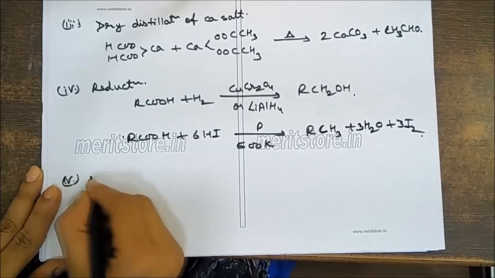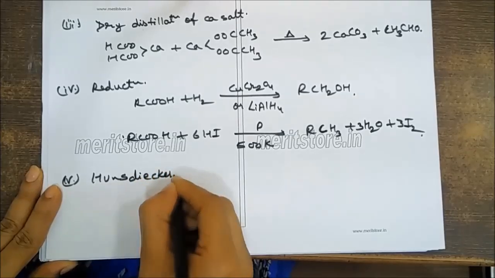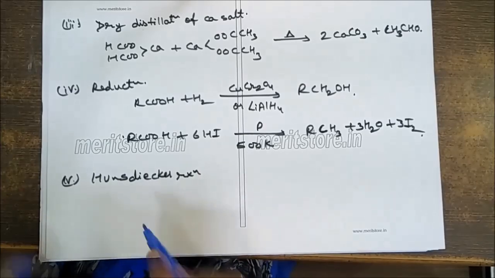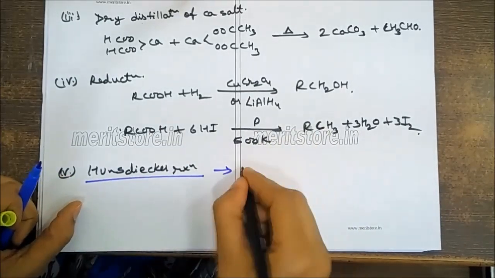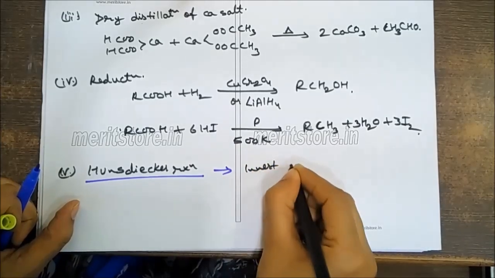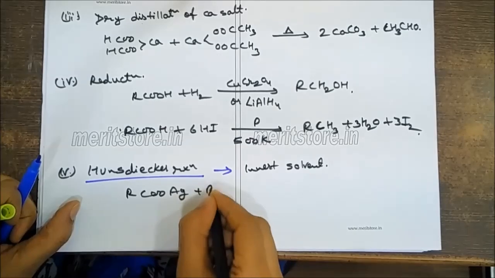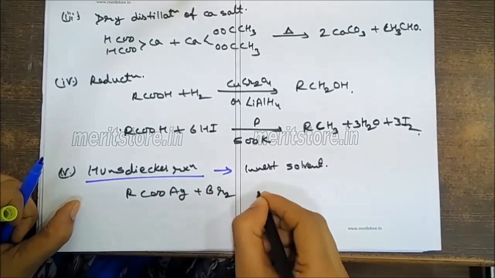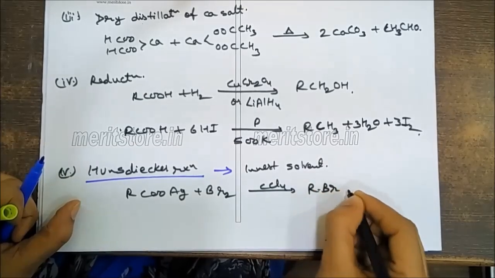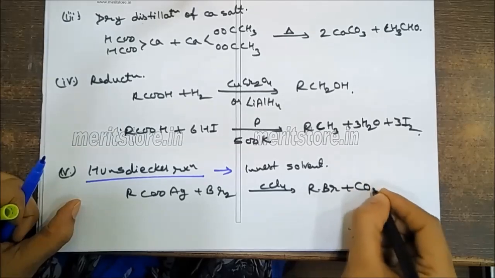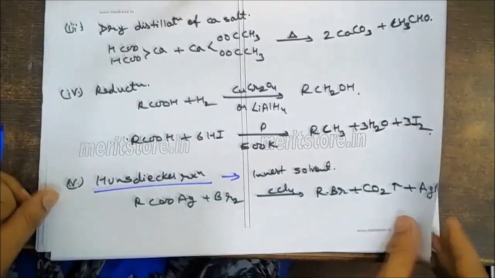Next type of reaction is Hunsdiecker reaction. This reaction is done in presence of inert solvent. The silver salt of acid reacts with bromine in presence of carbon tetrachloride, and we get alkyl bromide, carbon dioxide is removed, and we get silver bromide. This reaction is called Hunsdiecker reaction.